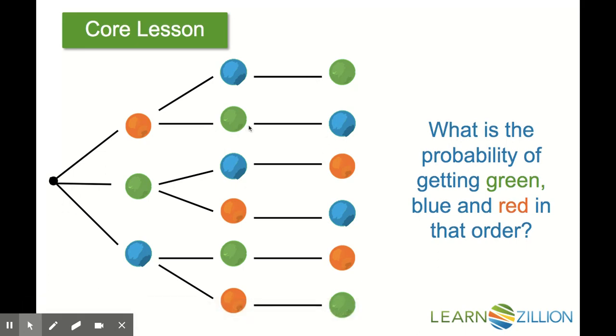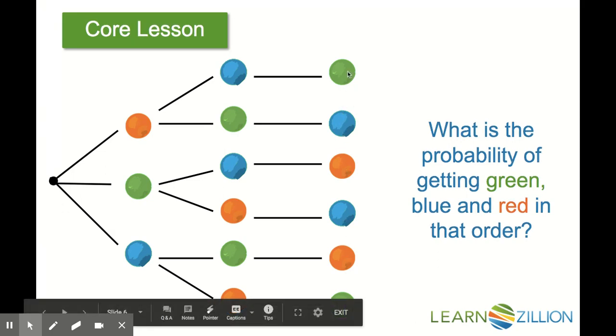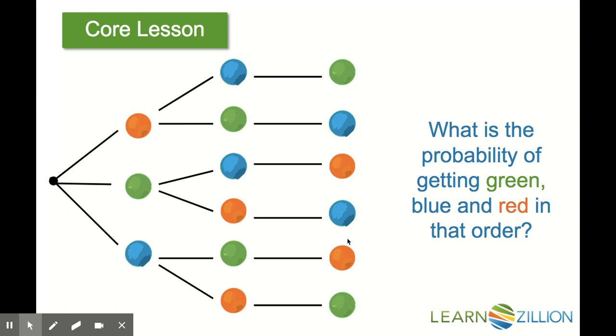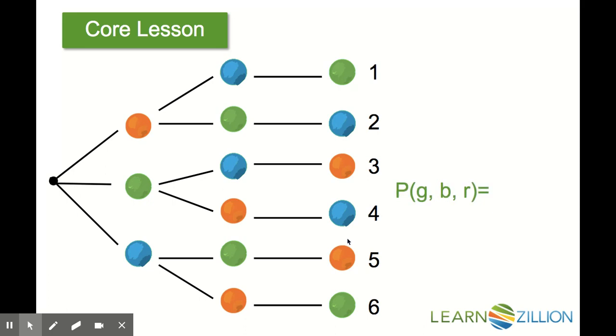So we end up with 1, 2, 3, 4, 5, 6. The end of the tree shows us how many possibilities there are, how many possible outcomes. So we look back to our question. What is the probability of getting a green, a blue, and a red in that order from pulling out of the bag? Well, the probability would be, since there's only 1 path that allows that, 1 out of 6.